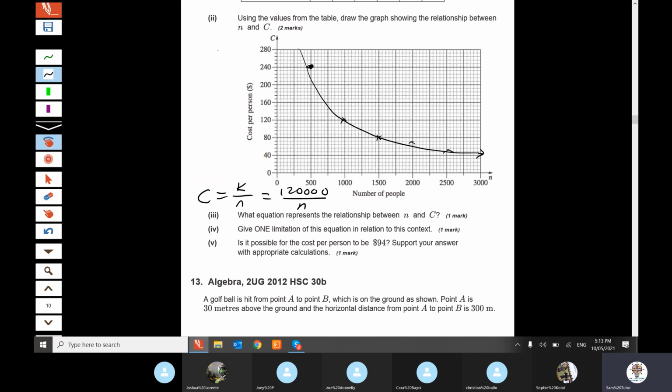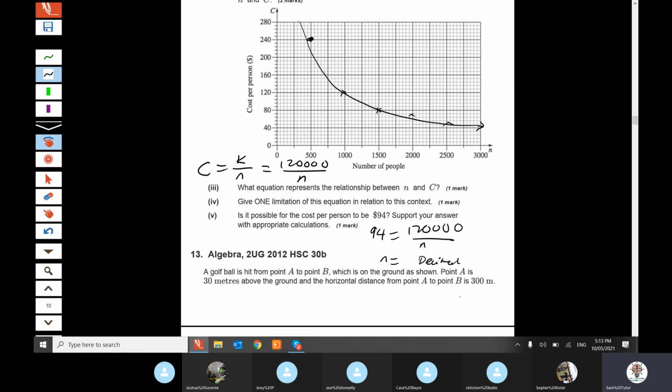Is it possible for the cost per person to be $94? Support your answer with appropriate calculations. Well, if the cost is 94, then you should get a decimal. And the idea is, are there a decimal number of people? That's all. Very simple. 3 marks.